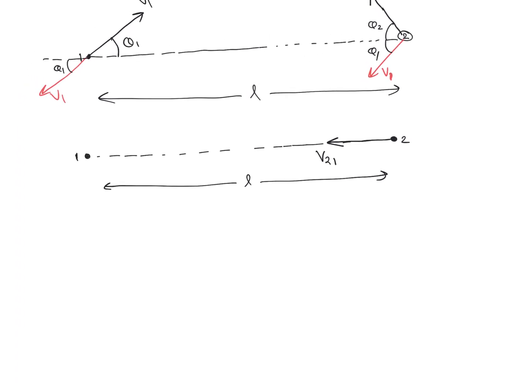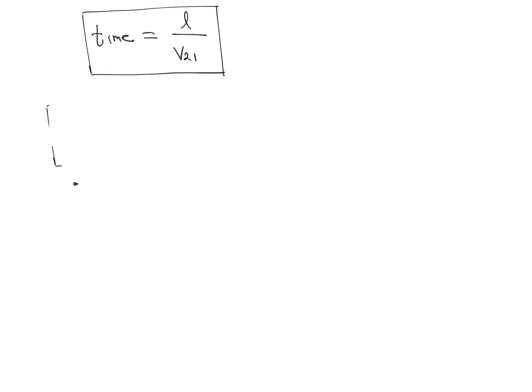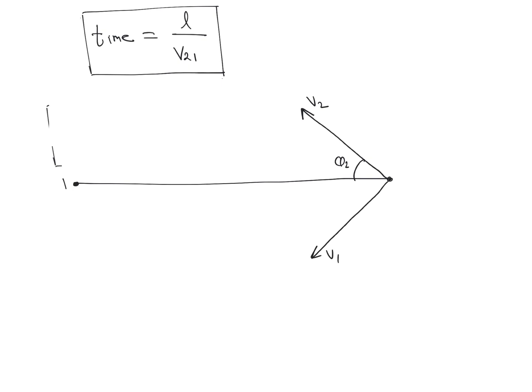So you can write that the time taken for collision will be equal to the distance traveled divided by the relative velocity, which we can take as v21. Now let's discuss how to find the value of this v21. For the calculation of the velocity of 2 with respect to 1, v21, we discussed that the velocity of 2 is along this direction, let's say that is v2, and this angle, let's say, is theta 2, and the velocity along this direction we take as v1, and this angle is equal to theta 1.